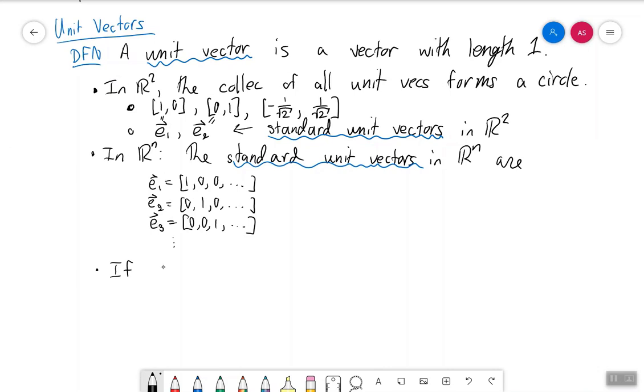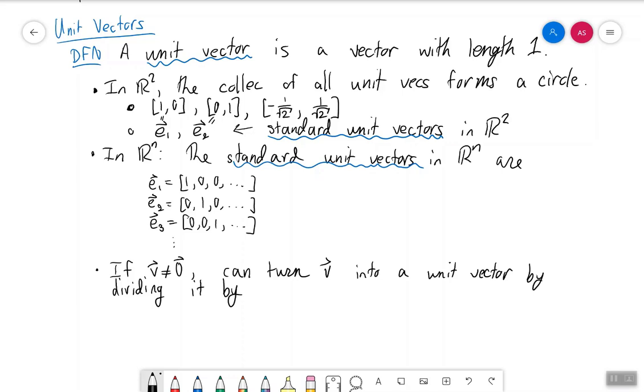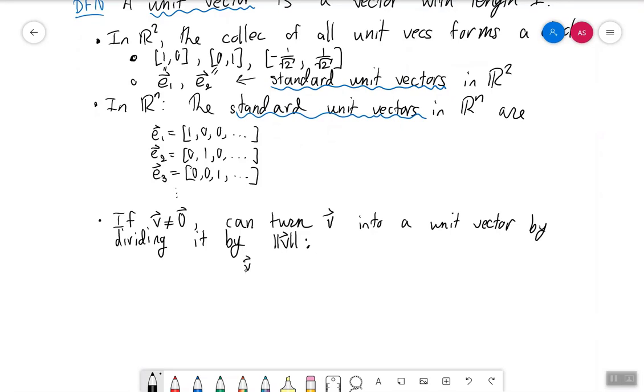Finally, if v is not the 0 vector, we can turn v into a unit vector by dividing by its length. We call the vector we get, v over the length of v, the normalizing vector of v.